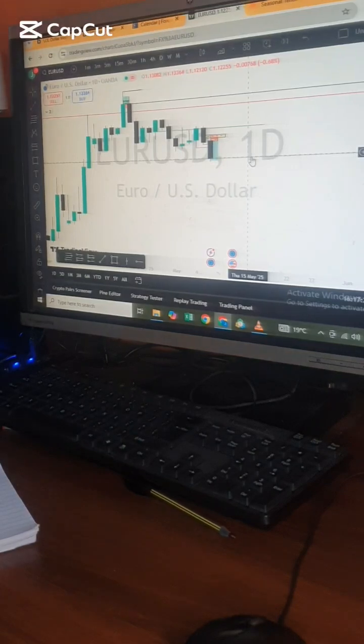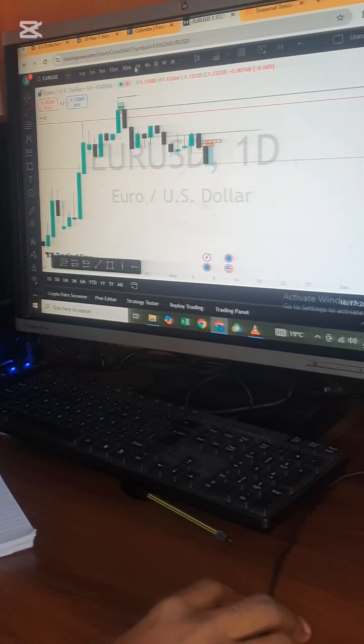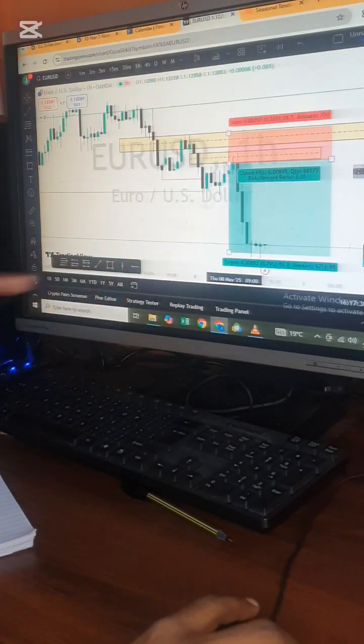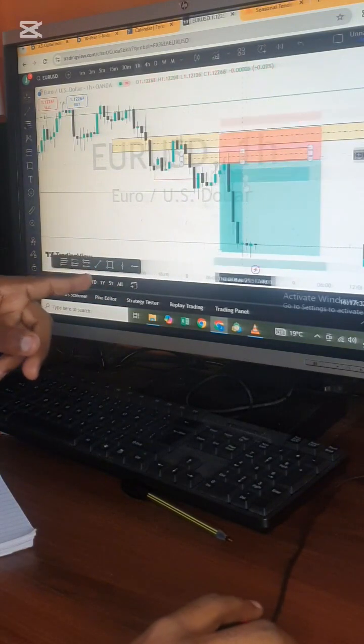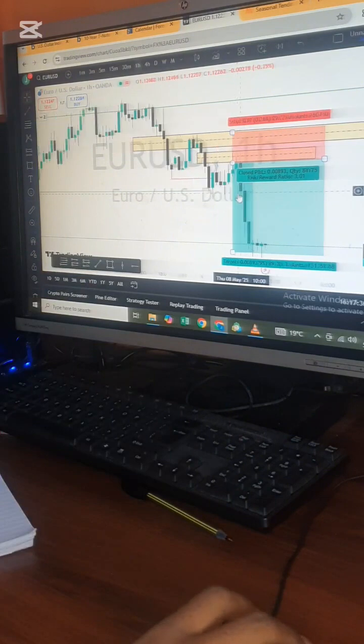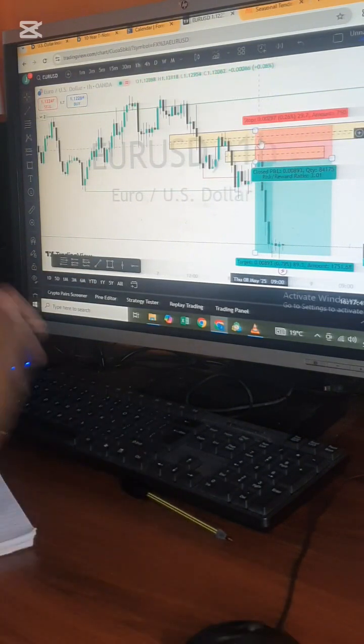So as you can see, this is my chart. I want to show you how I ended up with this trade. One is today, where I took this trade and earned a lot of money from this one trade. It's just a daily plus the FOMC.